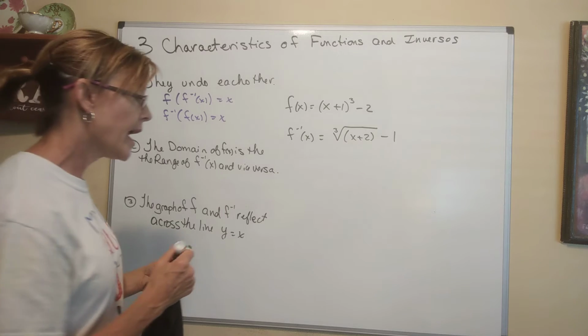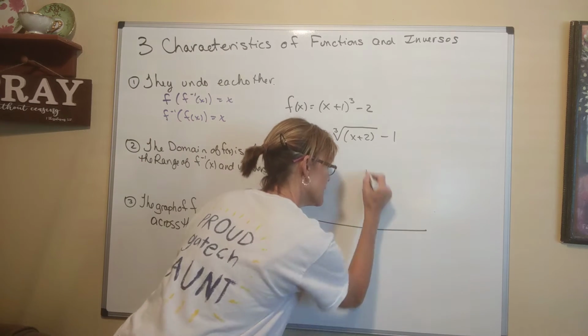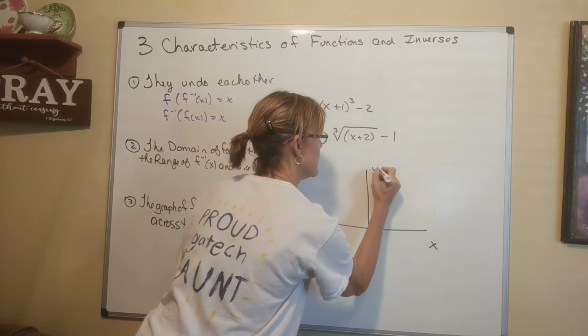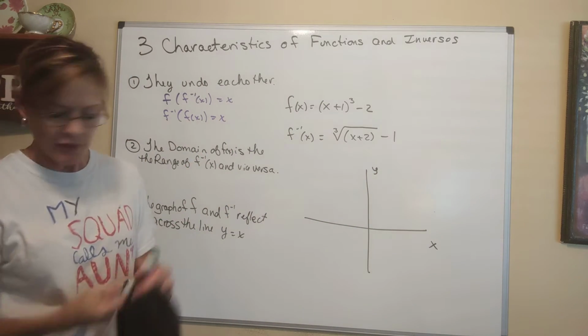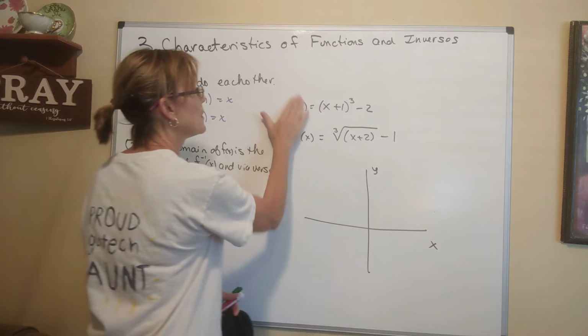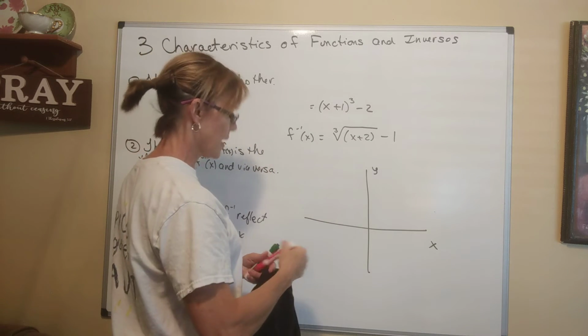So if I have some graph, some xy coordinate right here, let's graph f. When I graph f, I'm going to graph it in red so we can see it, f of x.